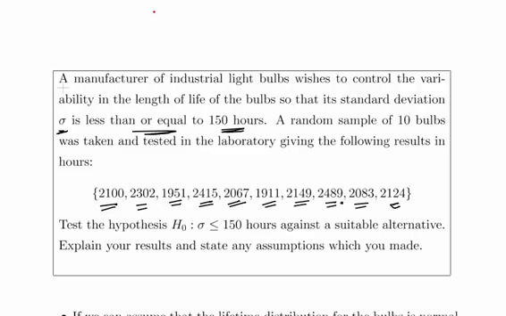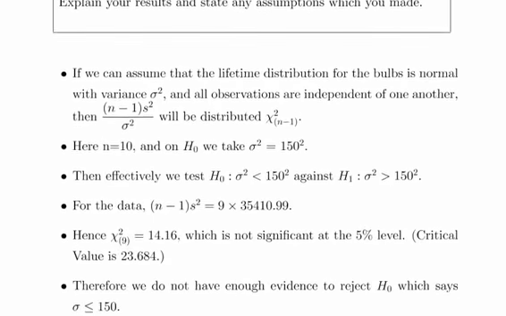And working it out with your calculator, you should get a sample variance of 35,410.99, okay? That's S squared. Now, test the hypothesis that sigma is less than or equal to 150 hours against a suitable alternative. Explain your results and state any assumptions that you might make.